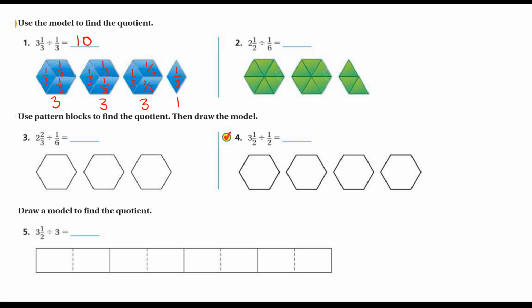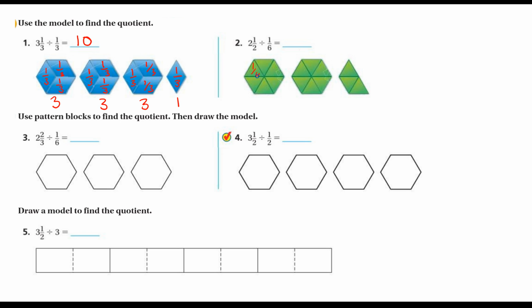All right, 2 1/2 divided by 1/6. So here we have 1 whole, 2 wholes, and then a half. Note, they cut this in half and use just this part. And then each of the wholes, they broke into 6 parts.